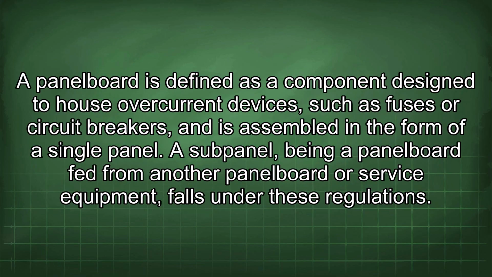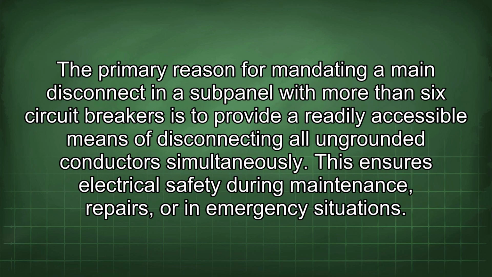A panel board is defined as a component designed to house overcurrent devices, such as fuses or circuit breakers, and is assembled in the form of a single panel. A subpanel, being a panel board fed from another panel board or service equipment, falls under these regulations. The primary reason for mandating a main disconnect in a subpanel with more than 6 circuit breakers is to provide a readily accessible means of disconnecting all ungrounded conductors simultaneously. This ensures electrical safety during maintenance, repairs, or in emergency situations.